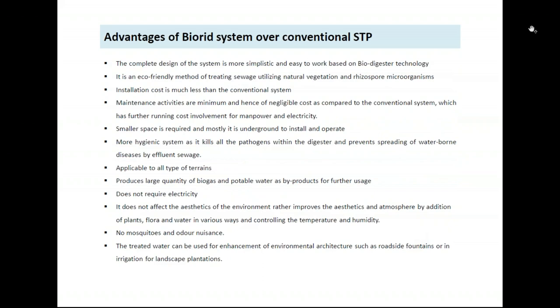The advantages of the bio-reed system over a conventional STP: the complete design of the system is more simplistic and easy to work, based on biodigester technology. It is a method of treating sewage utilizing natural vegetation and rhizosphere microorganisms. Installation cost is much less than the conventional system. Maintenance activities are minimum and hence of negligible cost as compared to the conventional system, which has further running cost involvement for manpower and electricity.